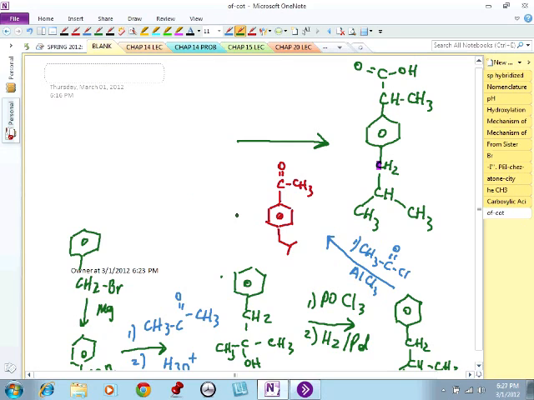So now we want to take it to an alcohol. What do you want to use to take it to an alcohol? Anybody? Sodium borohydride? Okay. Sodium borohydride, followed by? Okay, good.